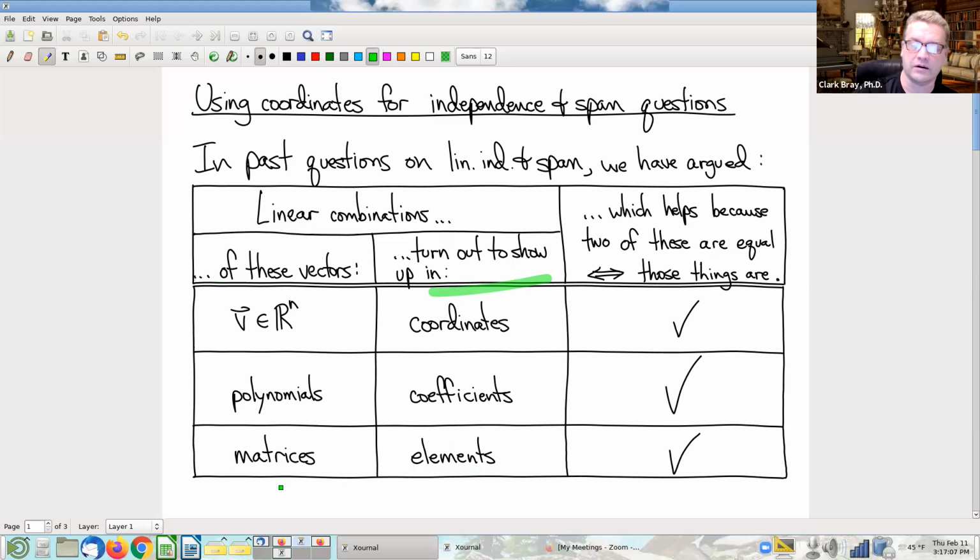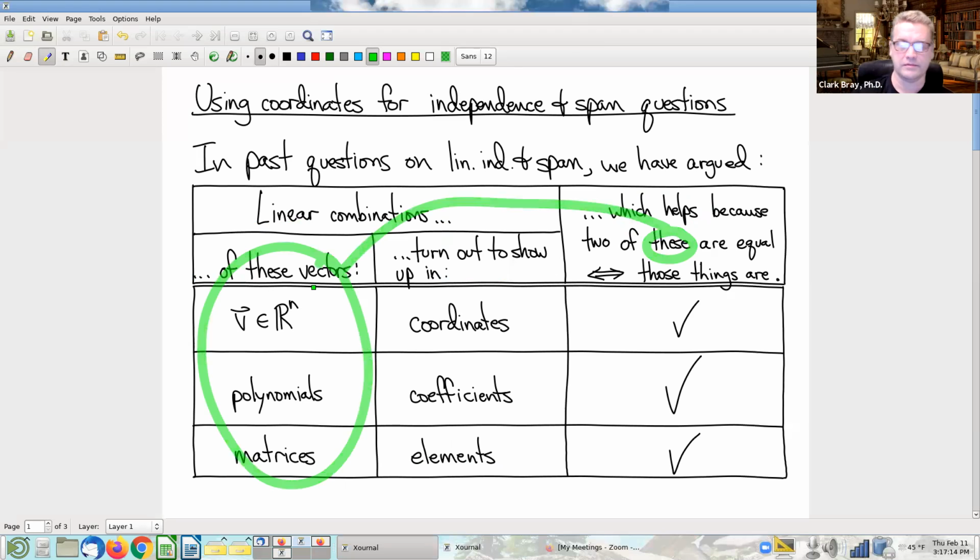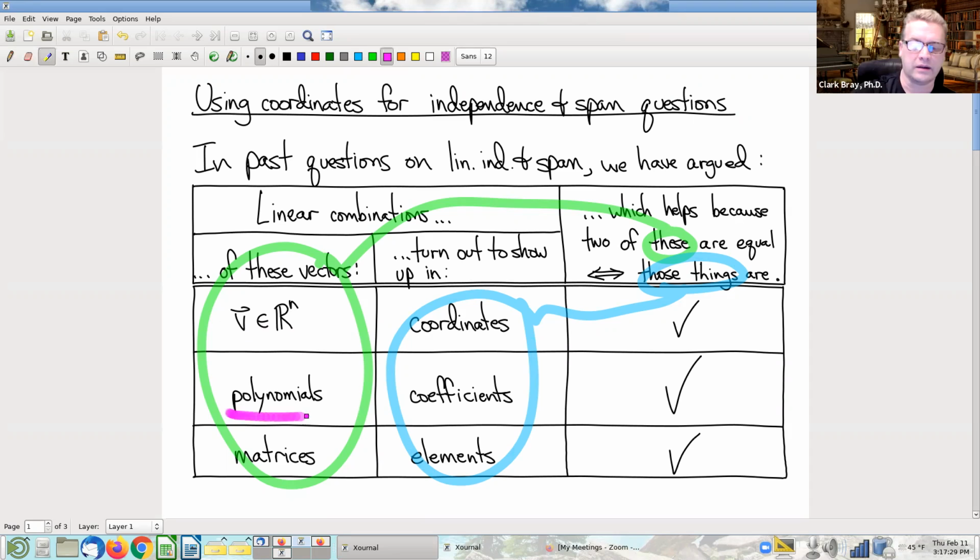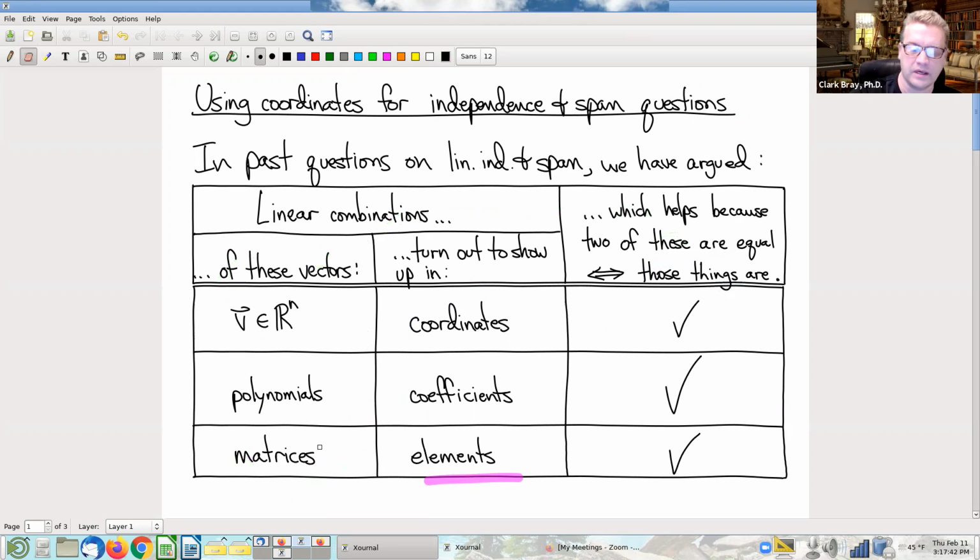Okay, so in all cases, the reason that this is helpful is because two of these kinds of things are equal if and only if these things are equal, right? Two vectors are equal if and only if their coordinates are equal. Two polynomials if and only if their coefficients are equal. And of course, two matrices if and only if the elements that make them up are equal.